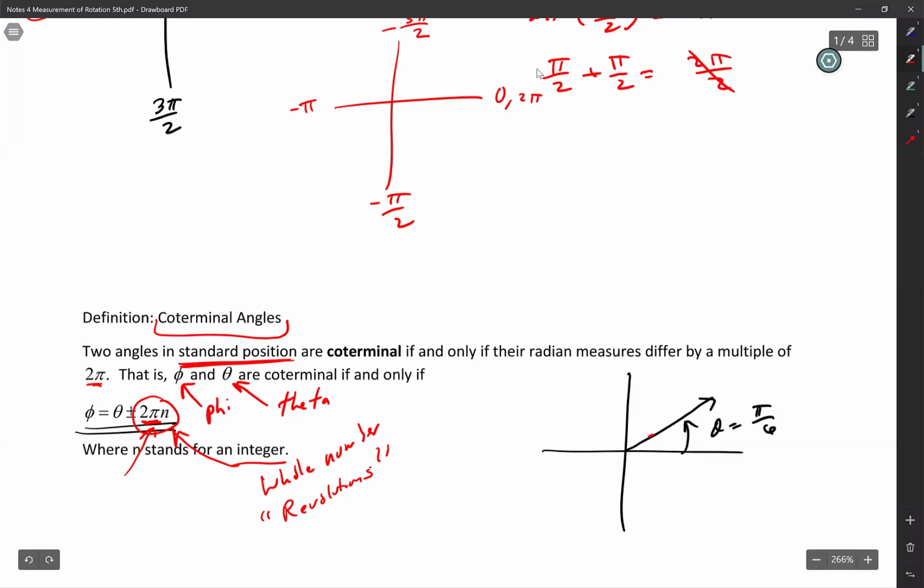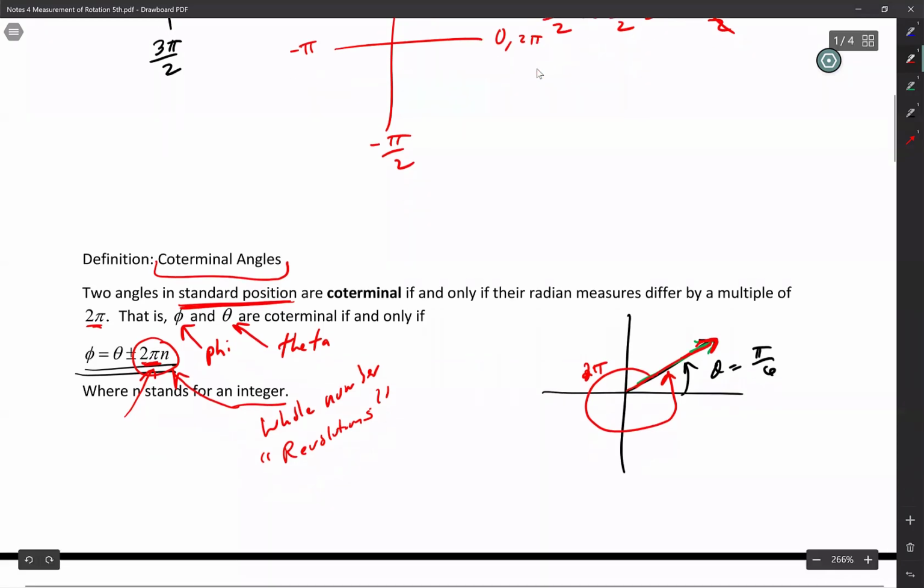If I start where that black line is, let me turn that black line into a green line. Now my ray is green. If I continue spinning about the origin 360 degrees, or 2 pi, this is theta right there in red, a 2 pi. And if you do that, you land exactly in the same location as the green arrow. See? So that's what you call coterminal, that they're all the same.